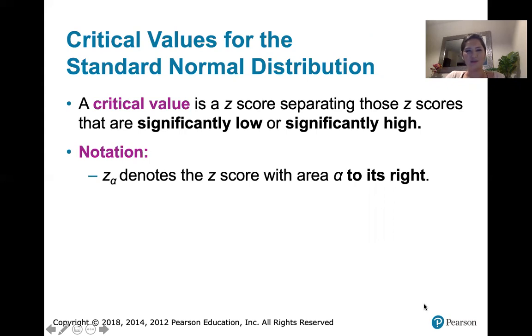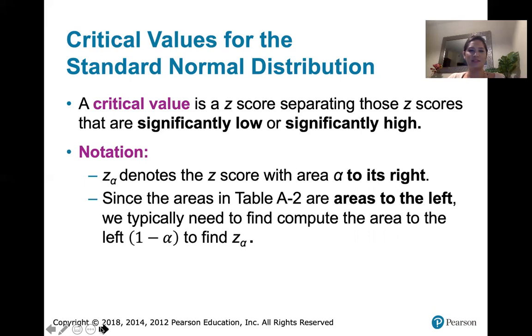Everything that we've talked about so far associates a z-score with an area to the left. All of the entries in that table A2 give us areas to the left. If we use Excel, they give us areas to the left. But now with critical values, we're looking at areas to the right. Since we've got areas to the left in our table and we're also getting areas to the left using Excel, we typically have to find 1 minus alpha, that area to the left, in order to find the critical z value.